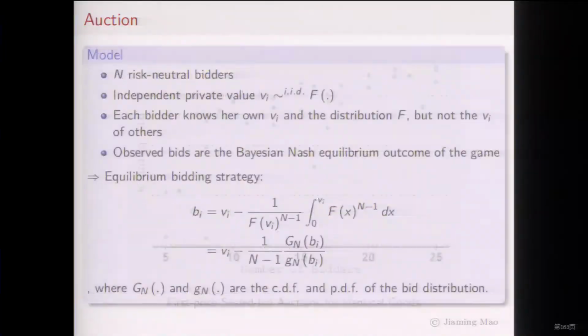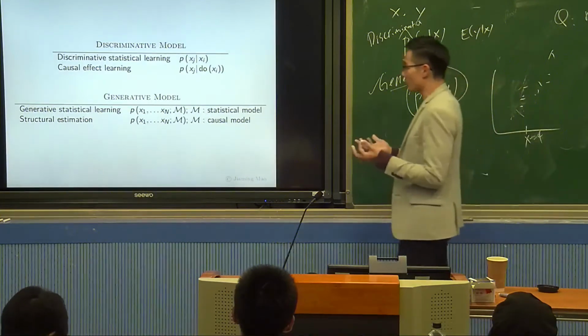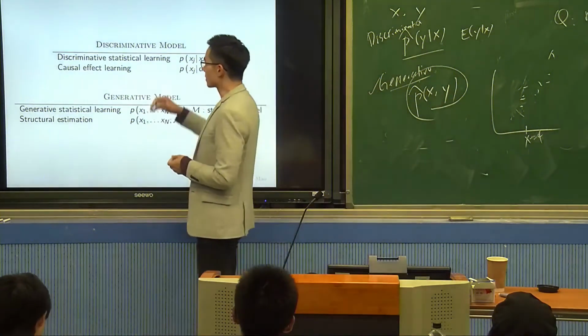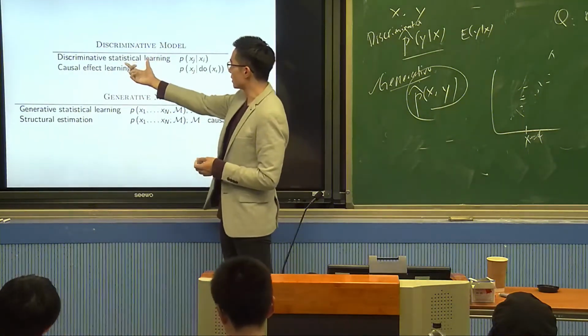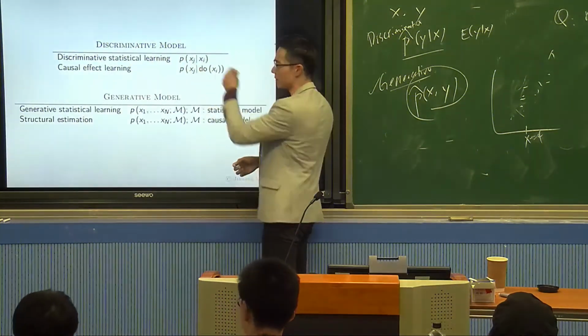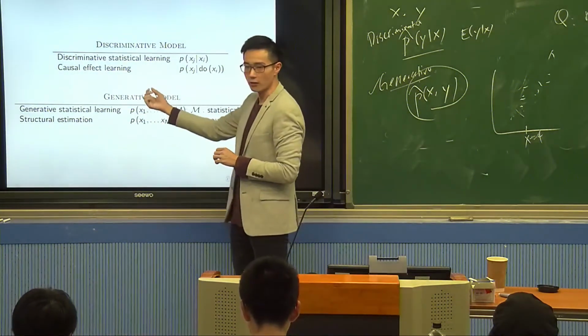So, in summary, here is the way I like to write it. In statistics, we have a discriminative model and a generative model. The discriminative model is p(y|x), that is, y conditional on x. A generative model is the joint distribution p(x,y).